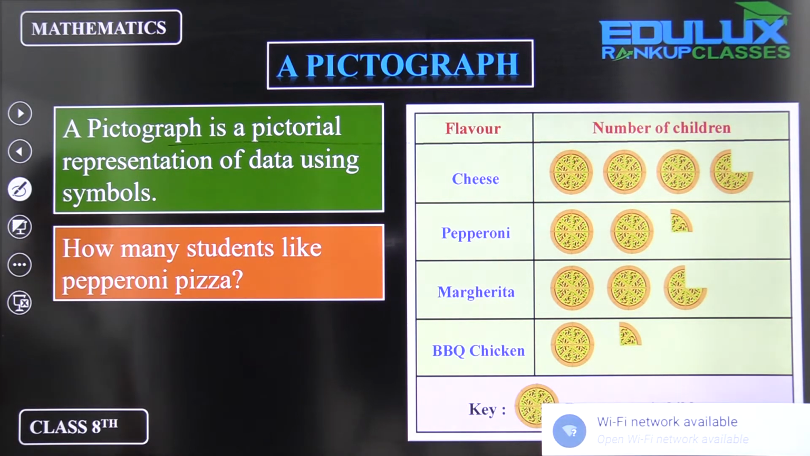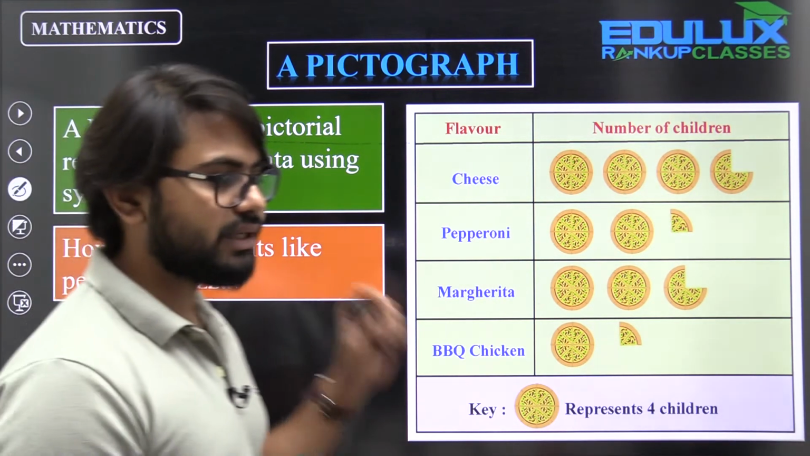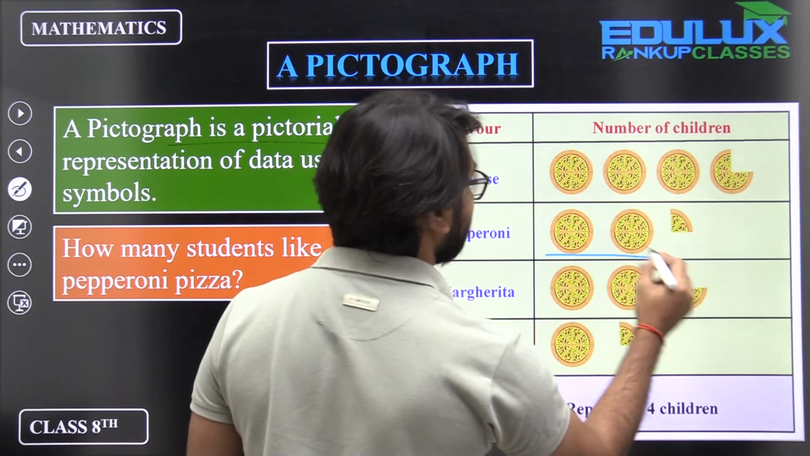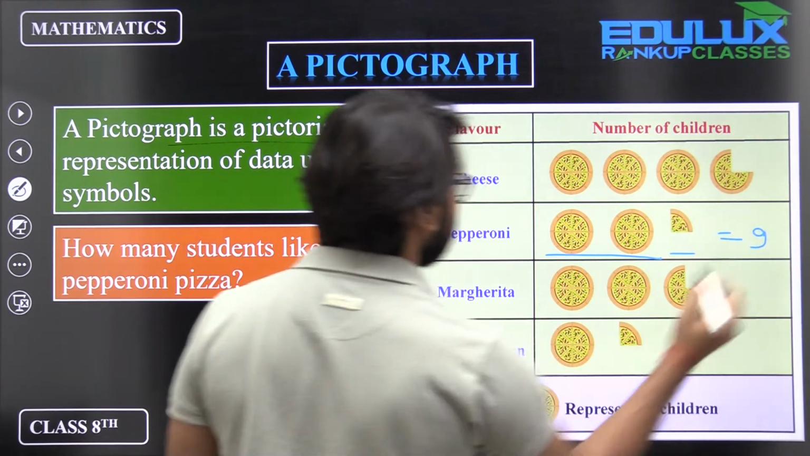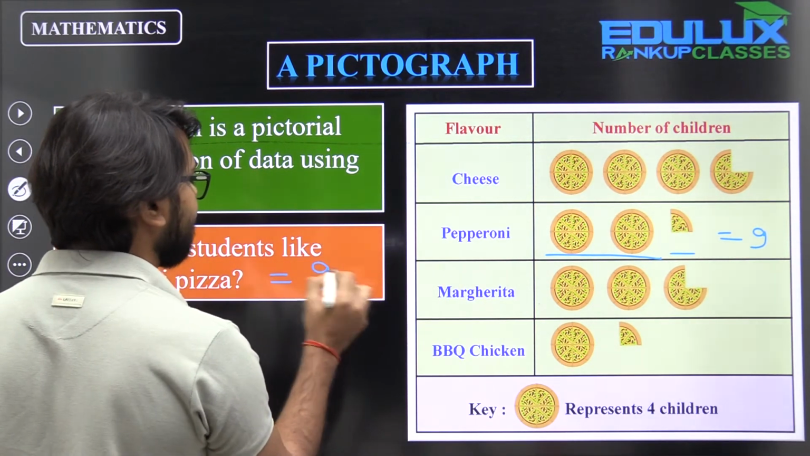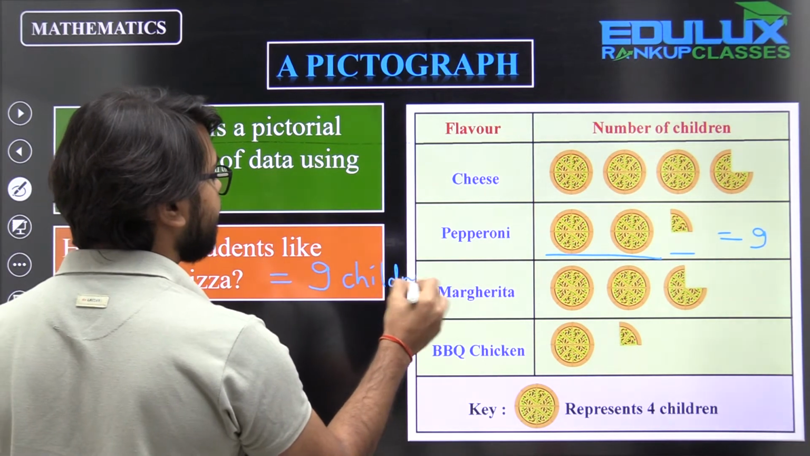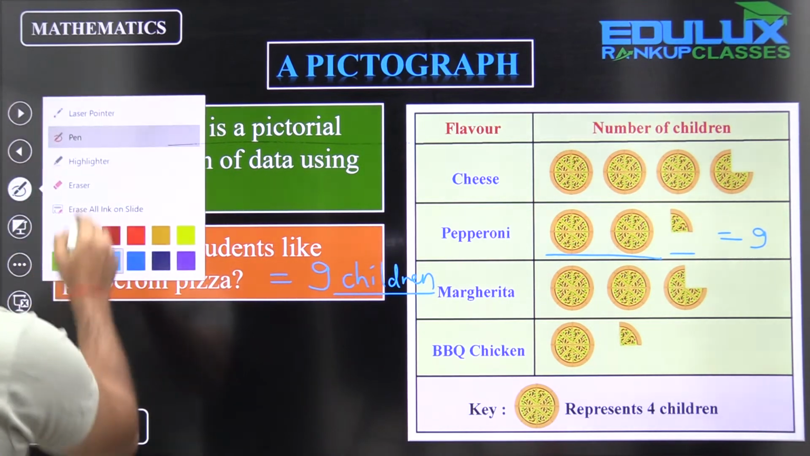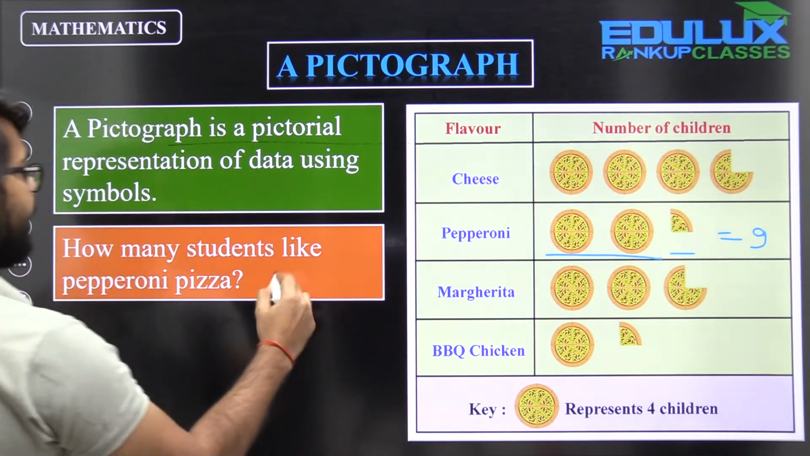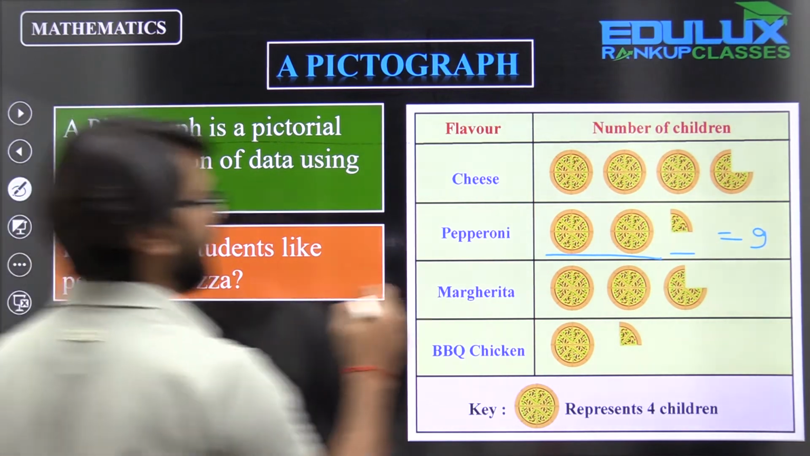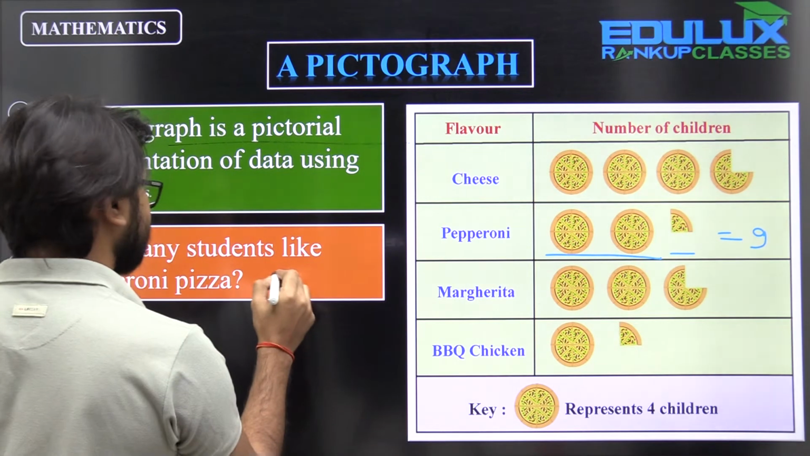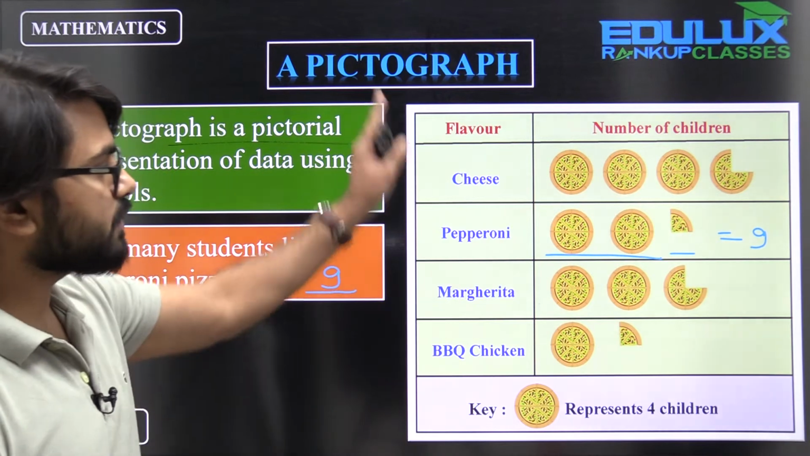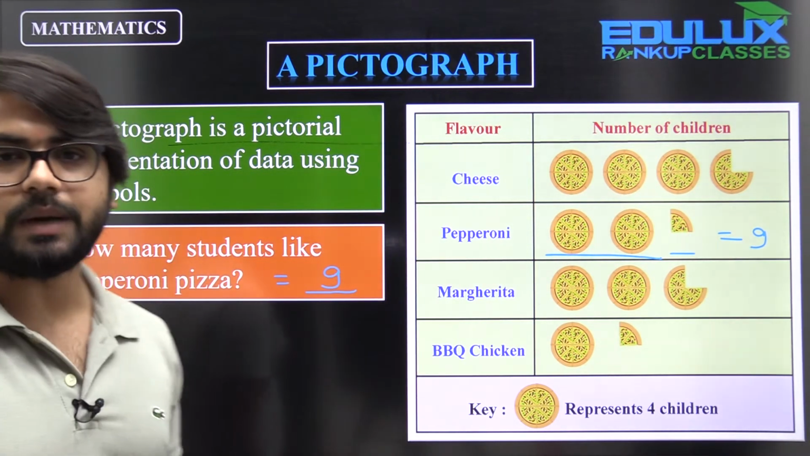Now, how many students like pepperoni pizza? The question is, how many students like the pepperoni pizza? You can say, students, by this we can say 4 plus 4 plus 1 is equal to 9. So 9 children like the pepperoni pizza. It is being asked that we need to find the pepperoni pizza. So the number of students liking pepperoni pizza is equal to 9. So 9 students are liking this pepperoni pizza. With the help of this pictograph, we have given the answer to this problem.